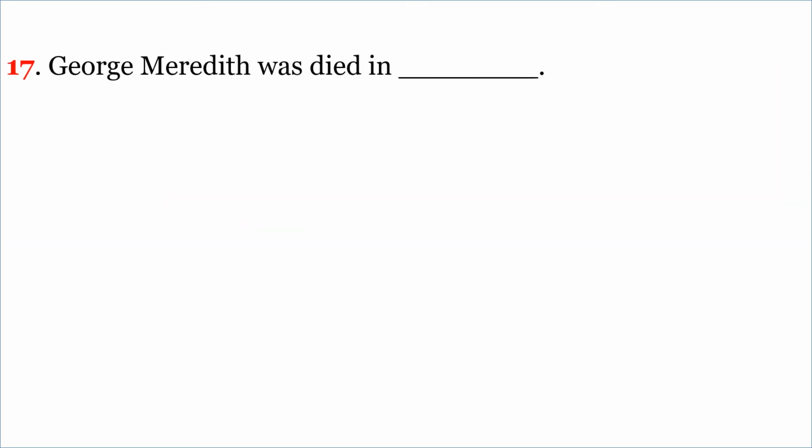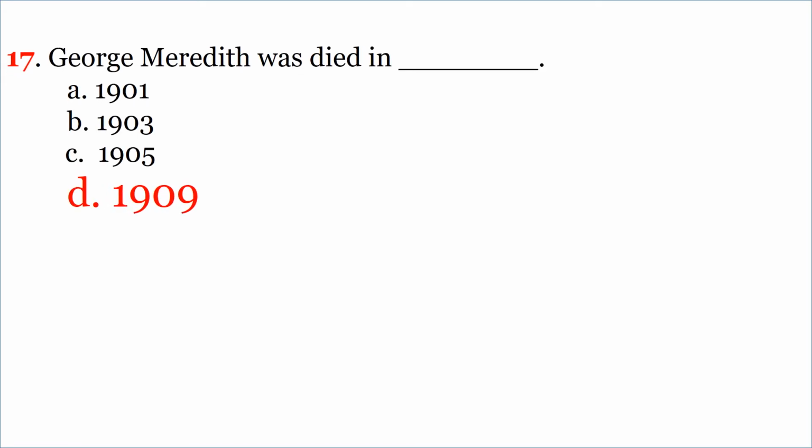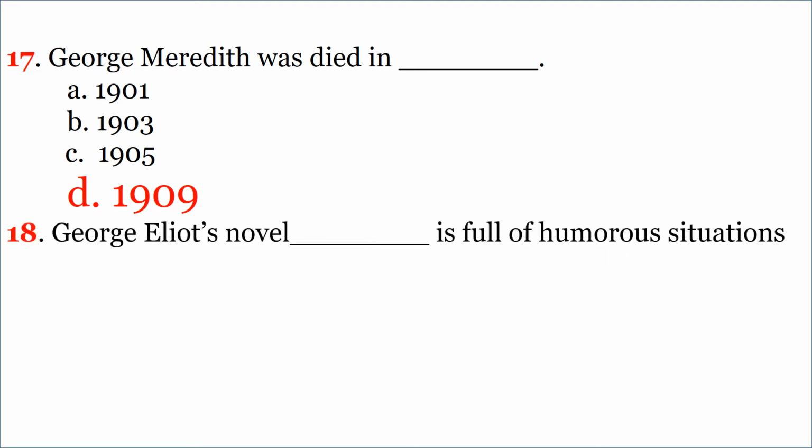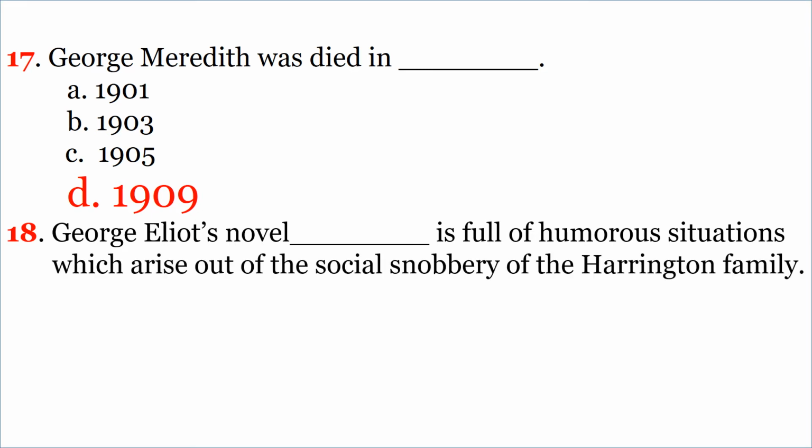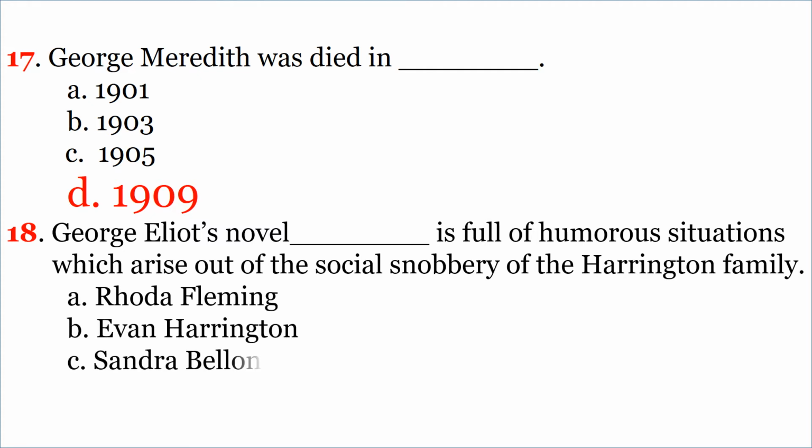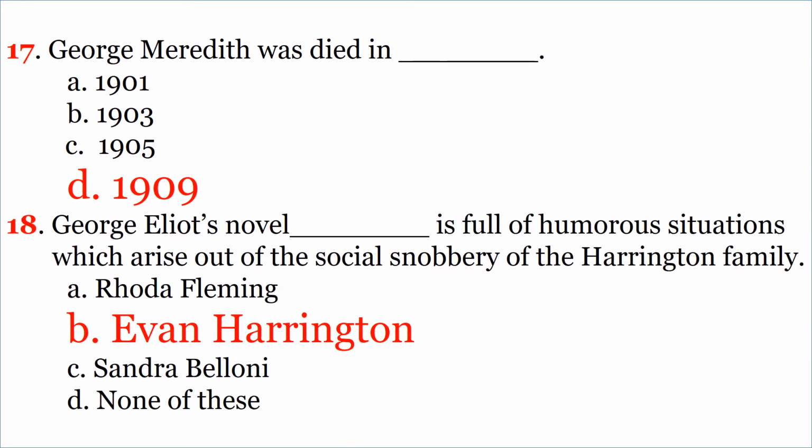Another very important question. George Meredith died in. The correct option is 1909. Another very important question. George Meredith's novel dash is full of humorous situations which arise out of the social snobbery of the Harrington family. The correct option is B. Evan Harrington.